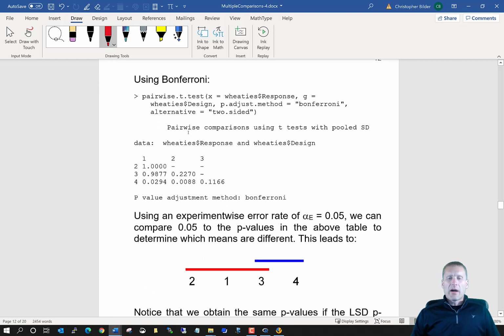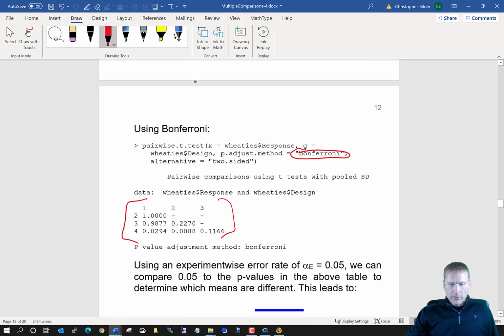What about using the Bonferroni procedure then? Exactly the same code as before. Now I have Bonferroni there instead. And what R does, it automatically adjusts the p-values to, let's see if I can get this both on the same screen here.